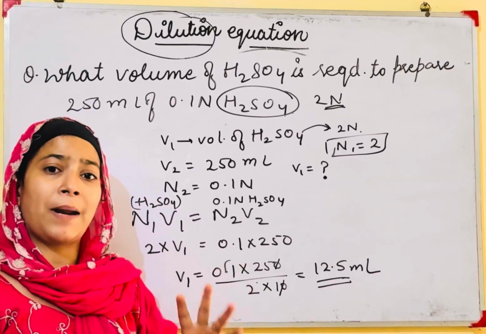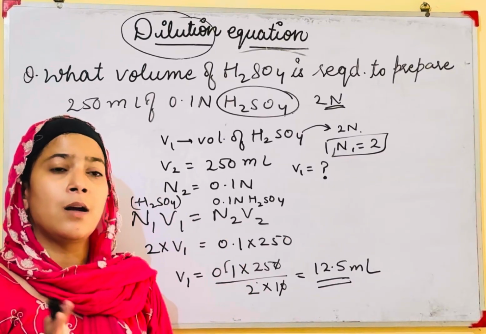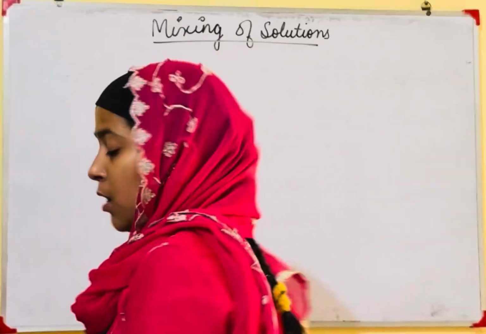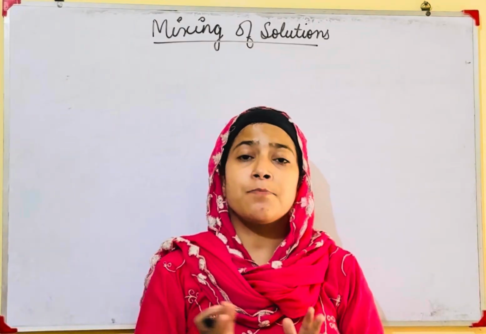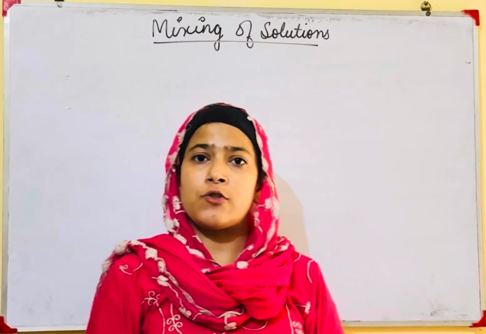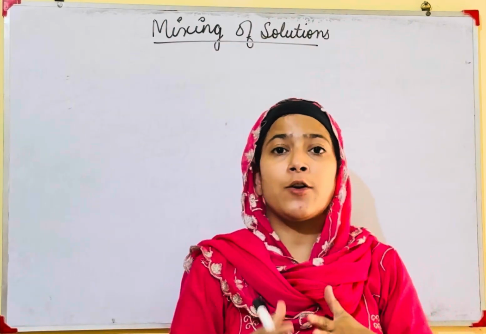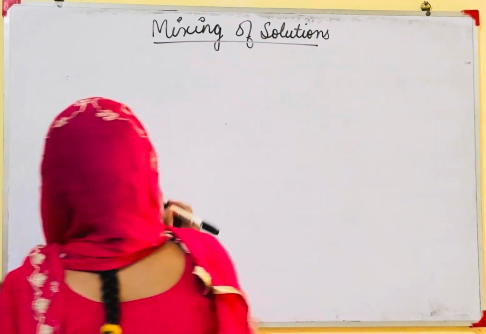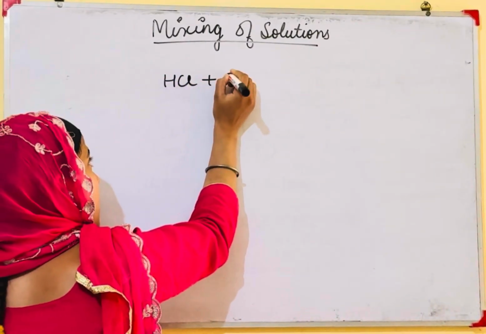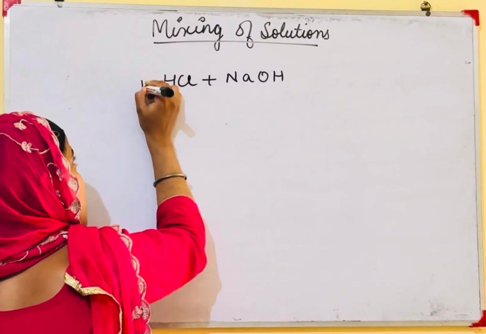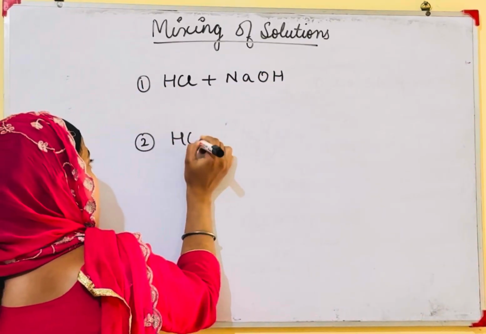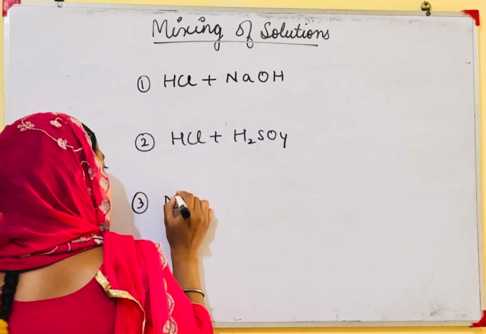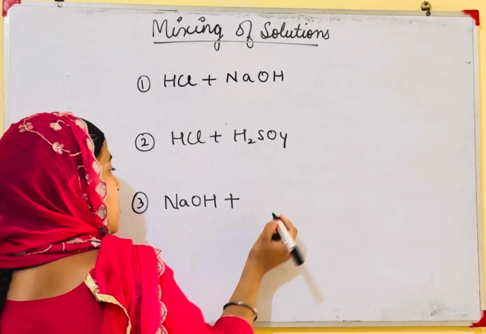Normally it is used for practical purposes when we have to make a less concentrated solution from the given solution. The next category we have to discuss is mixing of solutions. If we mix two solutions, then how do we calculate the normality and molarity of the resulting solution? Let us consider one example. If we mix HCl plus NaOH, this is the first condition. Second, HCl plus H2SO4, and third, NaOH plus NaOH.